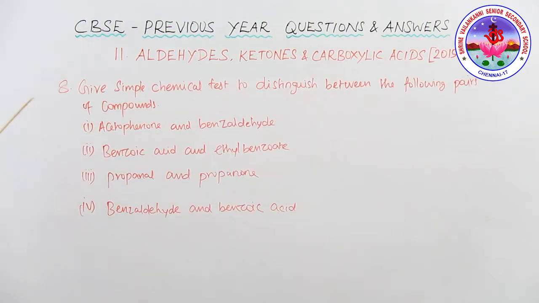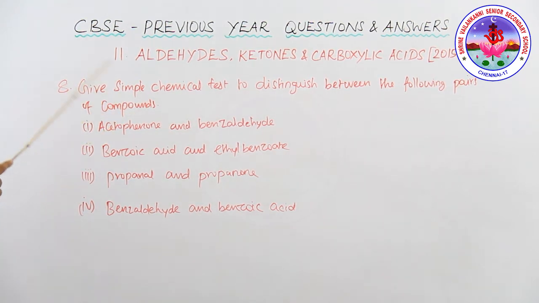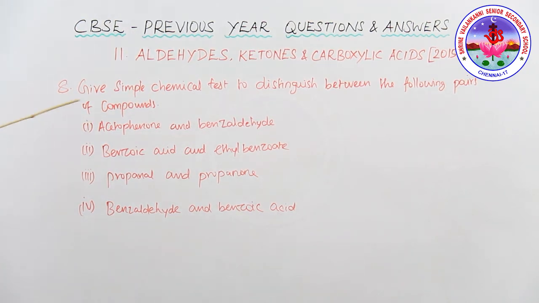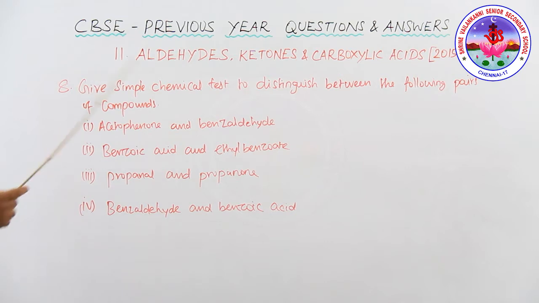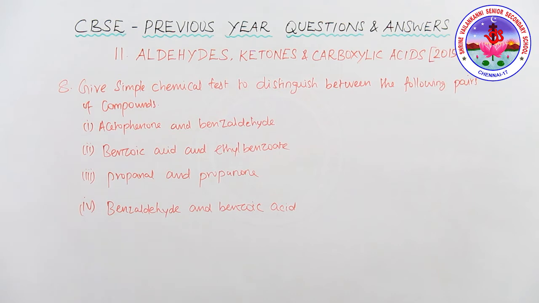Okay, I already mentioned this type of question in the previous session, but I didn't mention it in the introduction video, so I am telling it here. This type of question is also very important: the simple chemical test. Give a simple chemical test to distinguish between the following pairs of compounds. The first is acetophenone and benzaldehyde. Second is benzoic acid and ethyl benzoate. Then propanal and propanone, and benzaldehyde and benzoic acid.